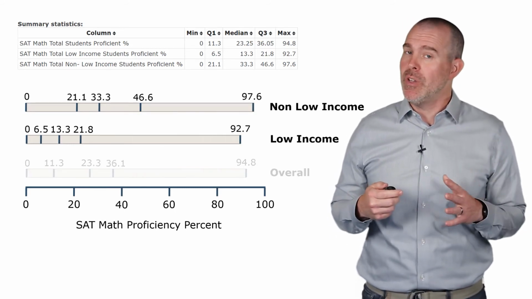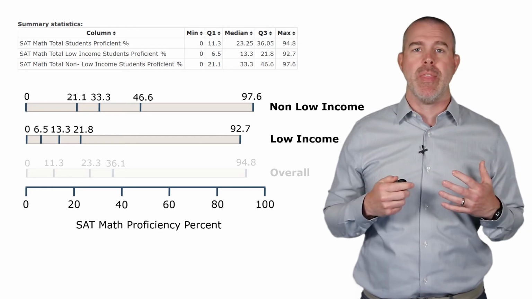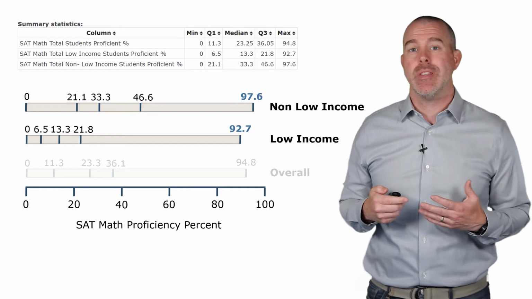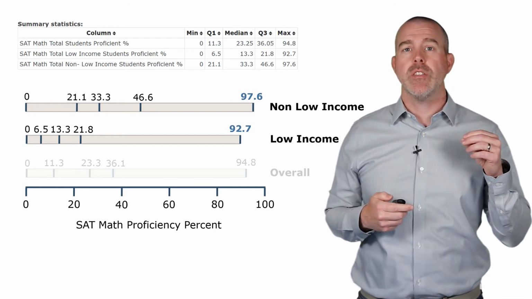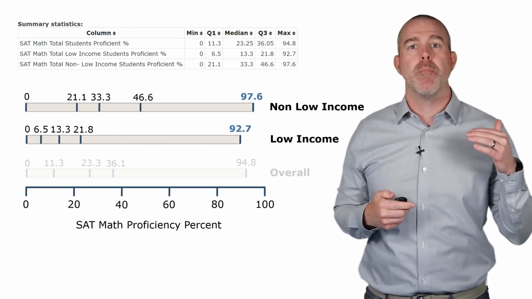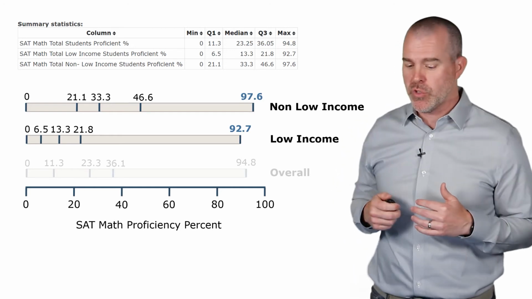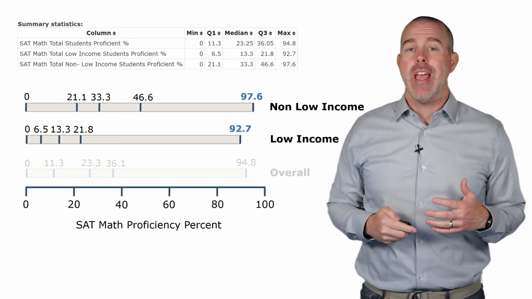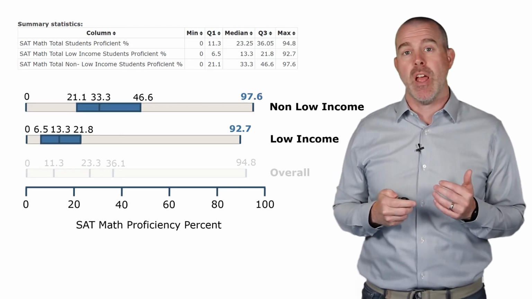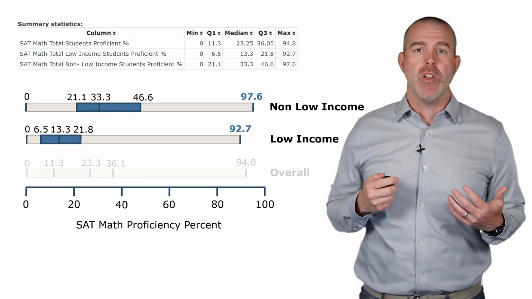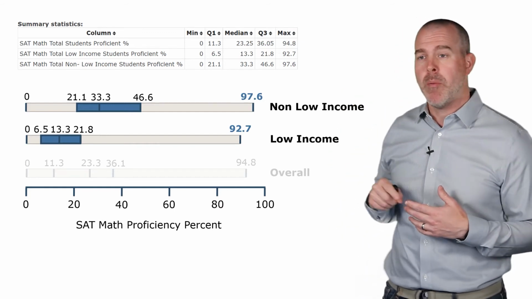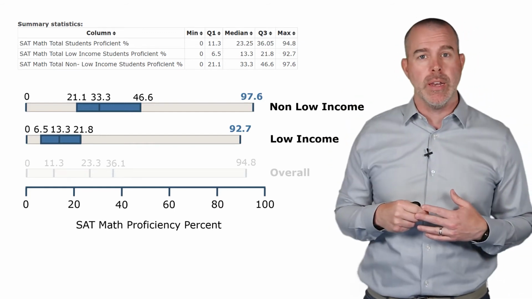And this, if you look very carefully, you should see something that is really pronounced. They have pretty similar maximums. So this is at schools. What's the percent of students who are proficient on the SAT at the individual schools? So those two maximums are pretty similar, above 90%. If you look at the middle 50% though, very different. So this is the distribution of scores of students who are not low income versus those who are low income.